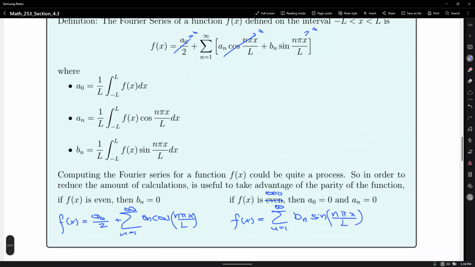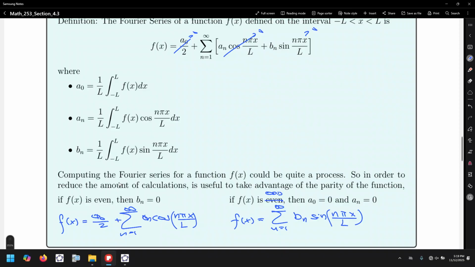That is, in the case where we have an even function, we have to calculate a sub 0 and a sub n, two of the coefficients. But if we're lucky enough to have an odd function, all we have to calculate is b sub n, because for odd functions, a naught equals 0 and a sub n equals 0. So you don't have to compute all these three integrals, which in many cases can be a tedious process. That's why it's good to know about the parity of the function.